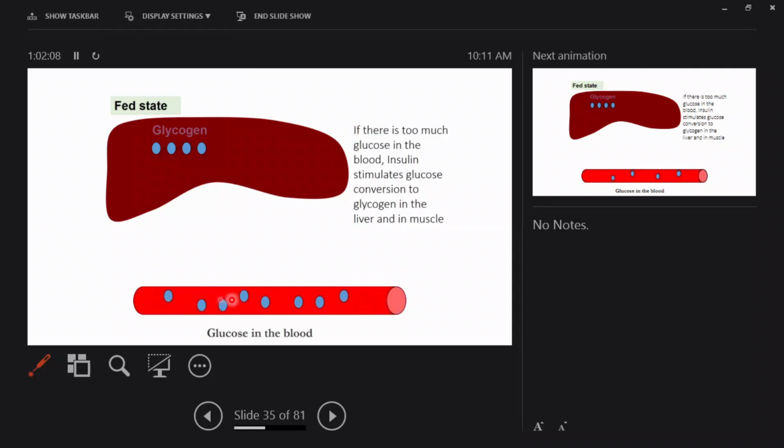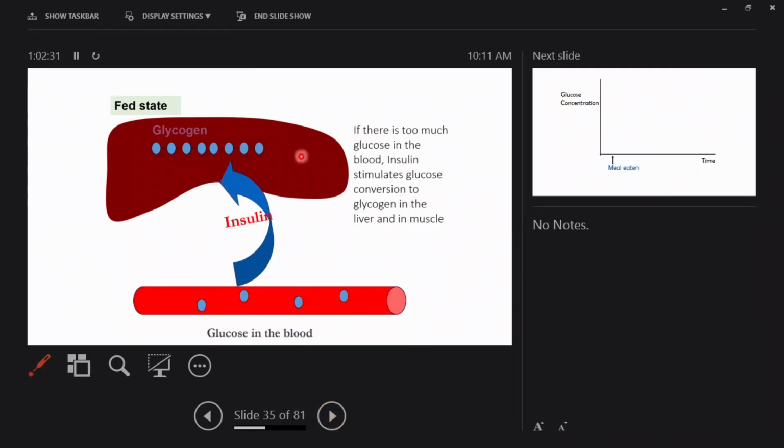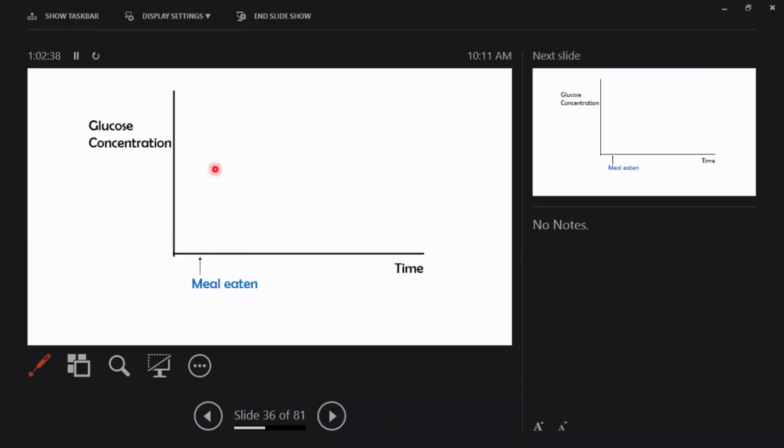So you see here, now the glucose in the blood, there's a high level of glucose in our blood. So the insulin stimulates this glucose conversion to glycogen. So less glucose in the blood because it's been absorbed, been taken up by the cells. So insulin is responsible to take the glucose from the blood and convert it into glycogen in the liver and in the muscle for storage.